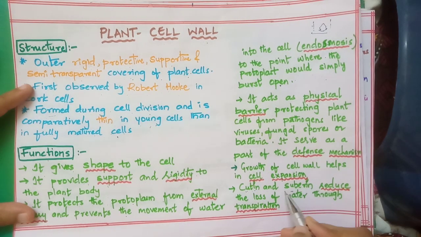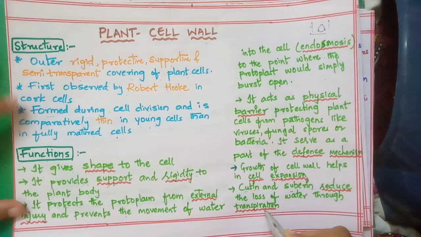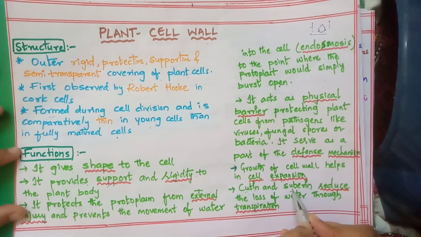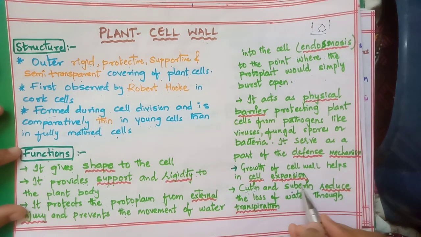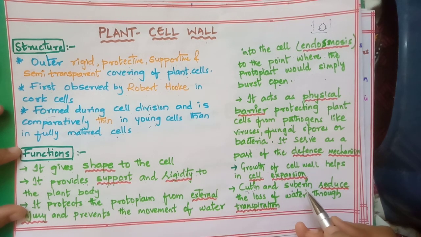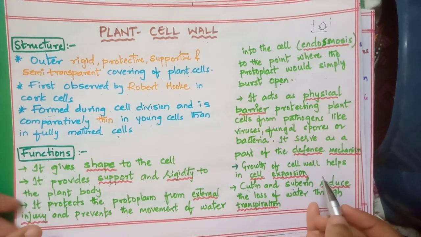Then cutin and suberin reduce the loss of water through transpiration. Here these are the two chemical compounds which are found in the cell wall. Those are cutin and suberin. It reduces the rate of transpiration. Here transpiration means the loss of water in the form of vapors from the aerial parts of the plant body. So the presence of this cell wall reduces the transpiration.